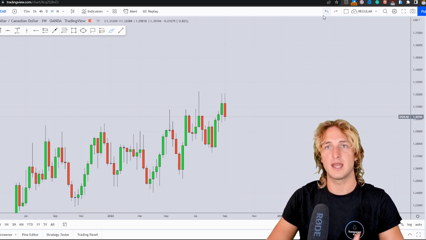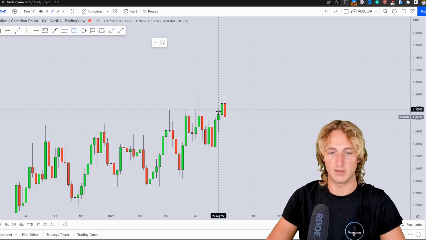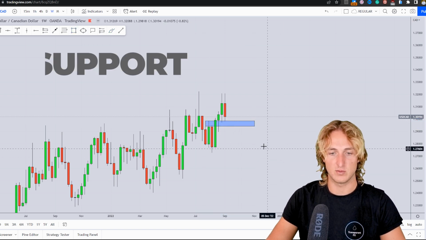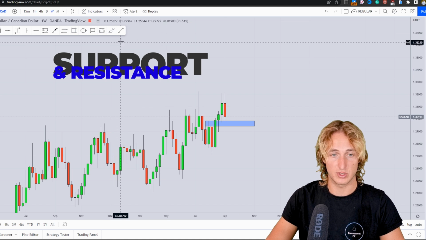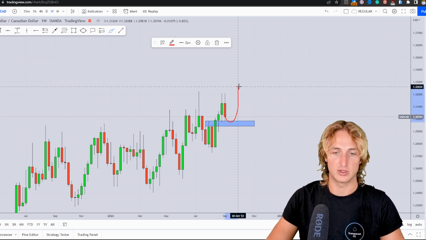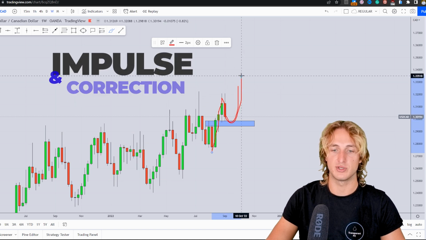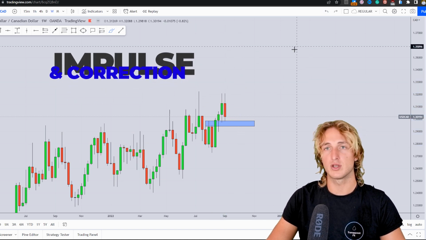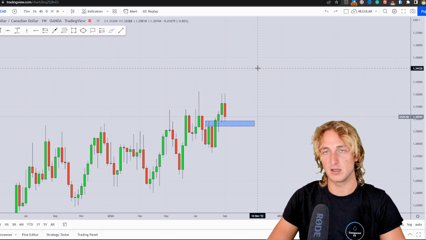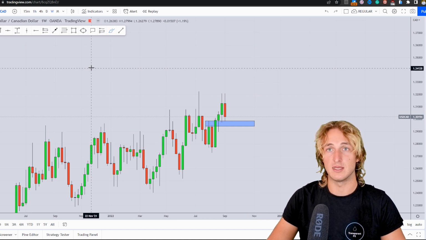However, at the moment, as we have actually completed the pattern and as we are testing previous weekly resistance turned support, we could expect a rejection to the upside for the completion of this weekly impulse, correction and impulse pattern to the upside, and for the market to also reject the monthly support that we have already identified.